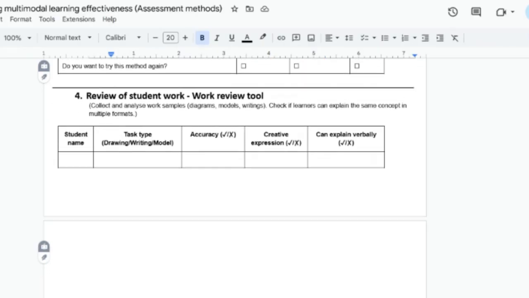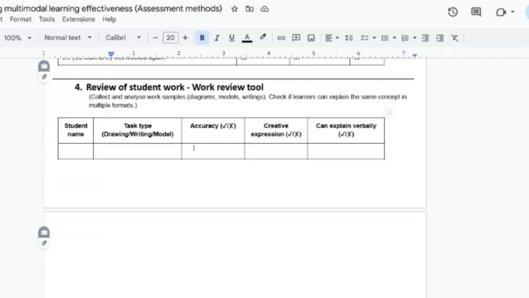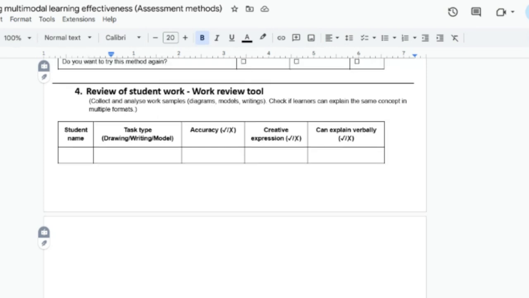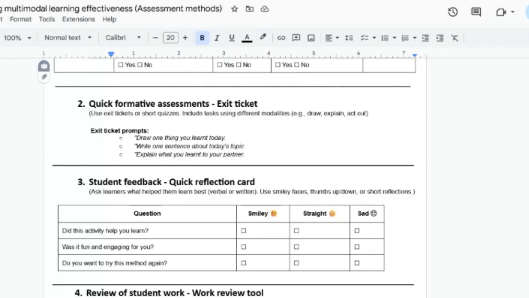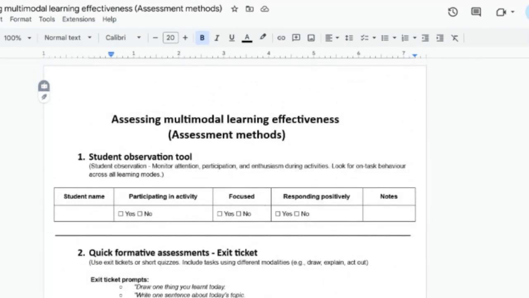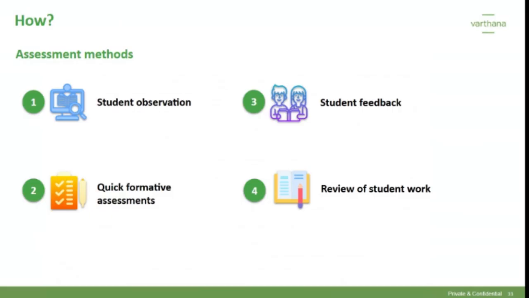And review of student work: student name, what task was given to them, accuracy, whether they maintained that, whether creative expression is there, and whether they can explain it. Whenever you ask about the concept, are they able to explain it? If you're able to check these things once in a while, maybe you can't do it every time for every class, but once in a while, where you feel you can. So you can have a small assessment to check the effectiveness of the learning in the classroom.